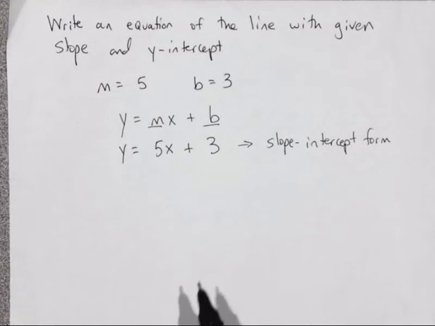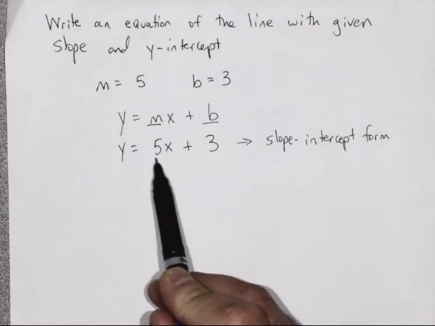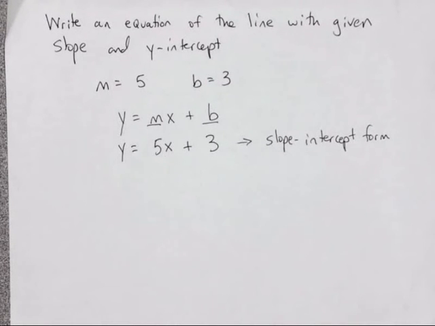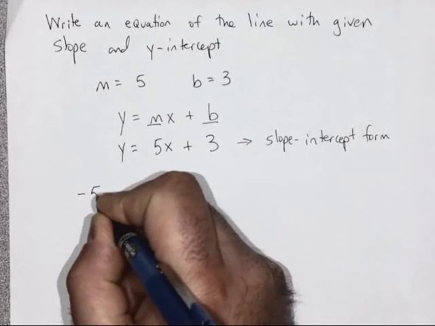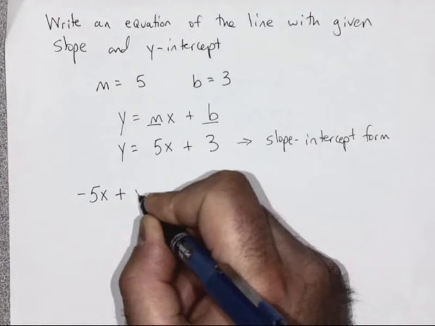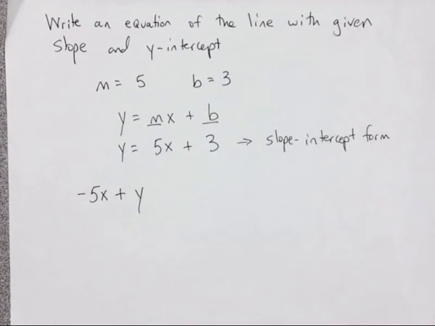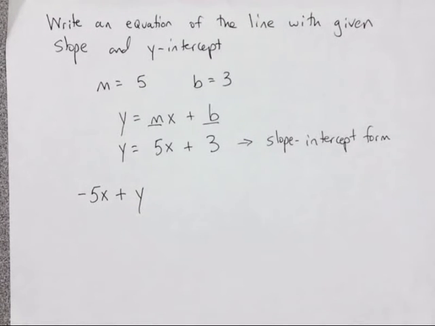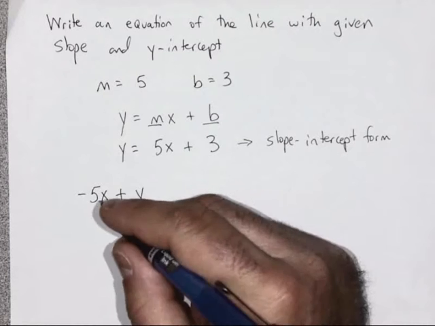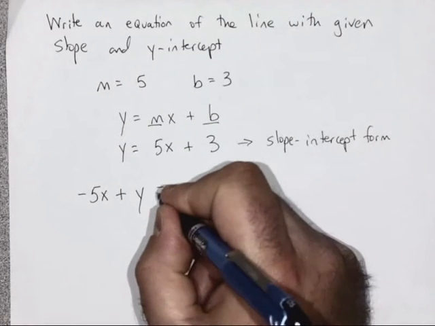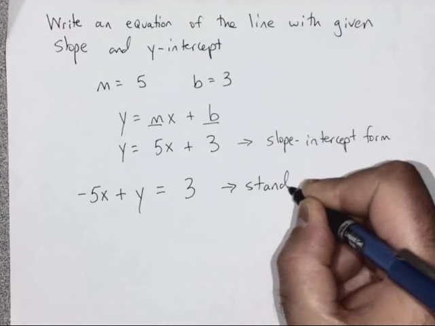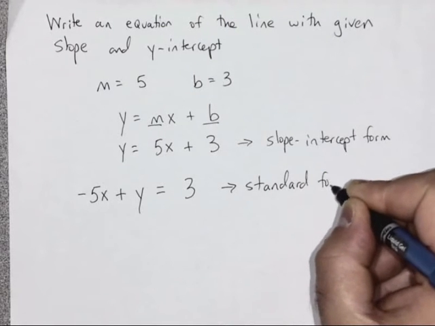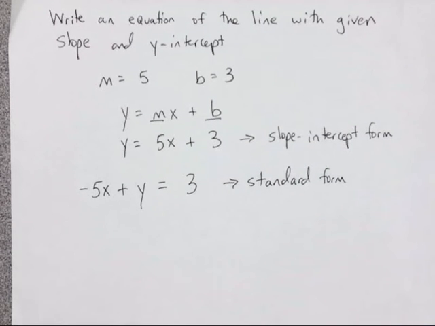So to do that, I just want to do the inverse here. Since that's a positive 5x, I'm going to subtract the 5x. And so when I do that, obviously negative 5x and y are not going to combine. So I want to write the x term first, the y term second, and then it equals 3. And this is what we call standard form.